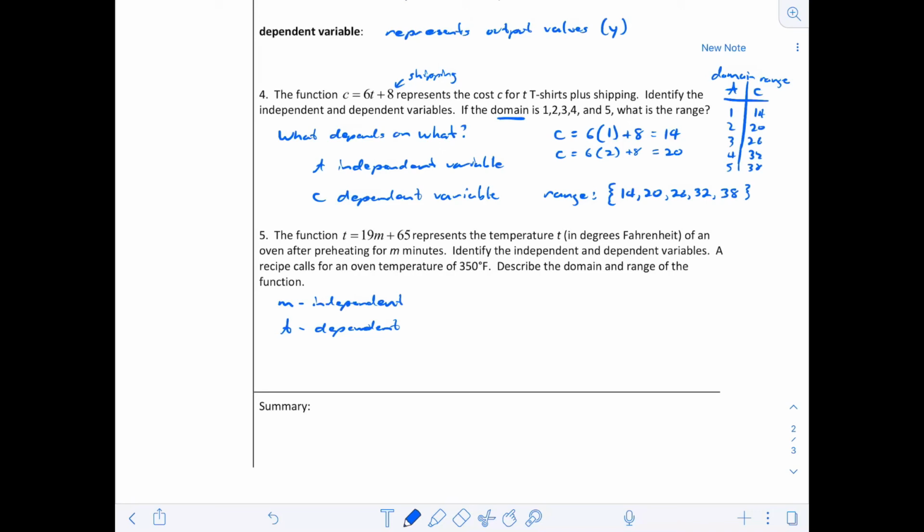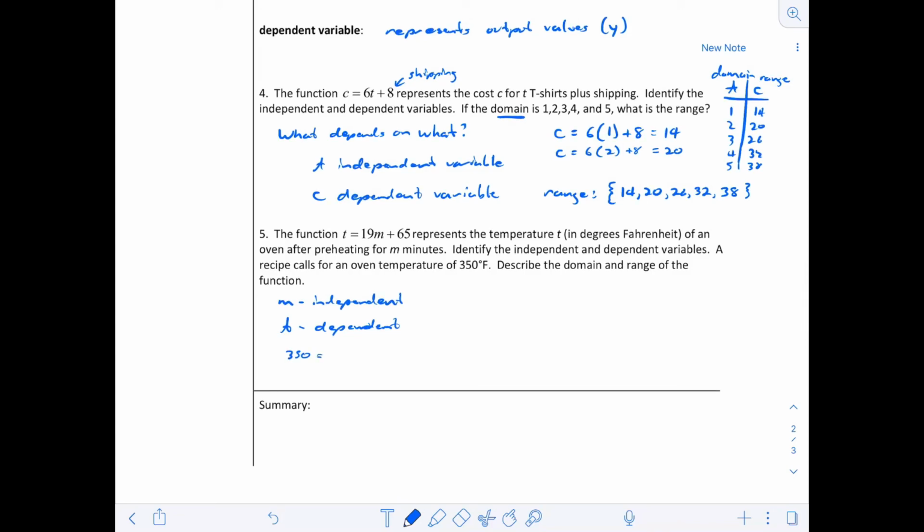So again, if you think about the domain and range, first of all, it says a recipe calls for an oven temperature of 350. It really doesn't say any more than that, but I think what we want to do is use that to figure out how long it would take to preheat to 350, just to have an example. So if T is 350 degrees, and I set that equal to 19m plus 65, if I subtract 65 from both sides, I get 285 equals 19m. And then dividing by 19, m equals 15.